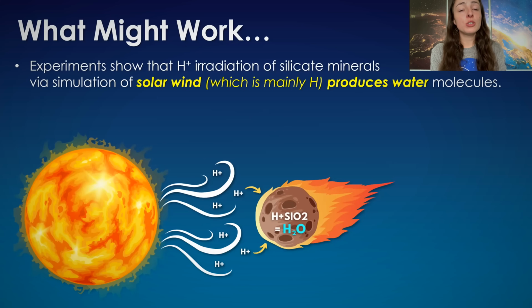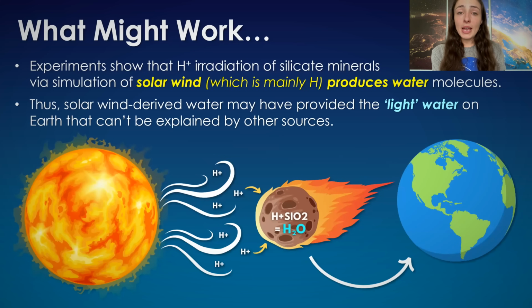What might work to explain the slightly lighter hydrogen isotopes in Earth water is a solar wind hypothesis. It suggests that solar wind, which is like 95% hydrogen, produces water molecules upon interaction with small bodies like asteroids, and the hydrogen in these solar wind created water molecules is actually lighter isotopically than typical asteroid water. So it may have been that solar wind derived water on these smaller bodies then got transported to Earth upon impact. And this might explain the slightly lighter isotopic signatures in Earth water compared to typical asteroid water.